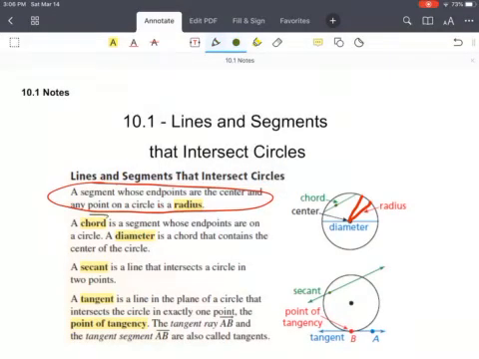Next one is a chord, and a chord is a segment whose endpoints are on a circle. So a segment starts and stops, and it must be on the circle. Which leads to the diameter, because that is the longest chord in a circle, because it does start and stop on a circle, except for the fact that it must also go through the center point of the circle.